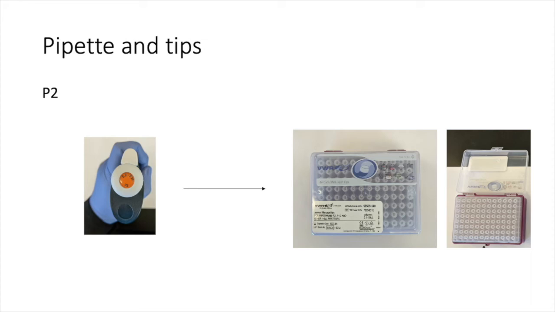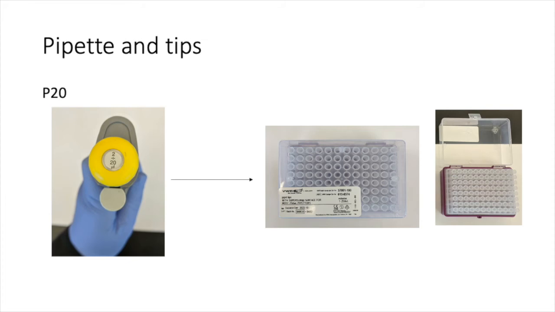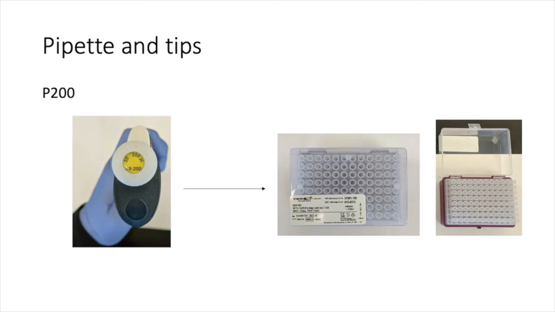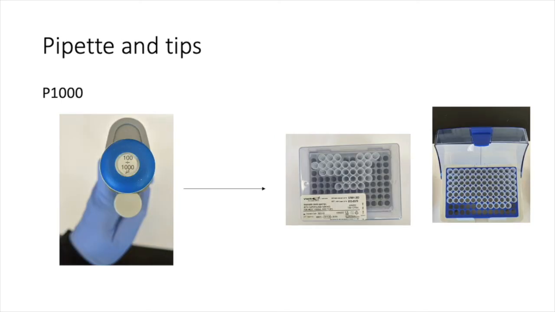smallest set of tips goes with this pipette. And the next micropipette is P20 that has a range of 2 to 20 microliters, and the medium sized tips go with this micropipette. P200 has a range of 20 to 200 microliters, and once again the medium size tips go with this micropipette. And finally P1000 that has a range of 100 to 1000 microliters, and the largest set of tips goes with this micropipette.